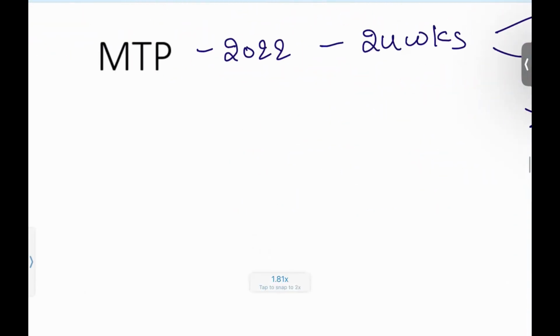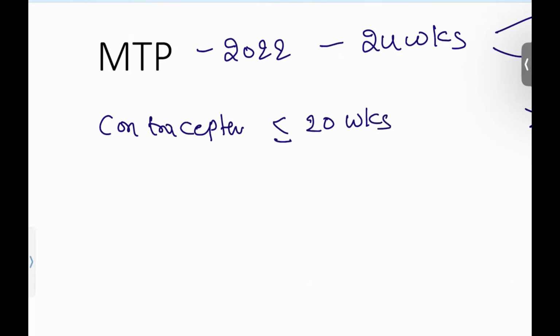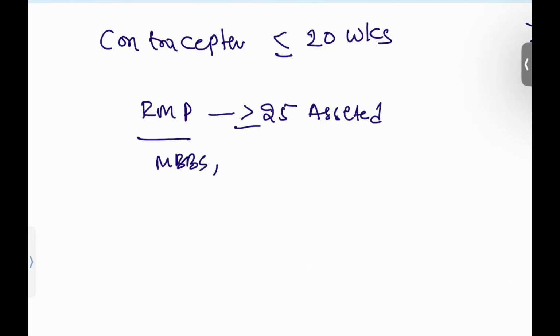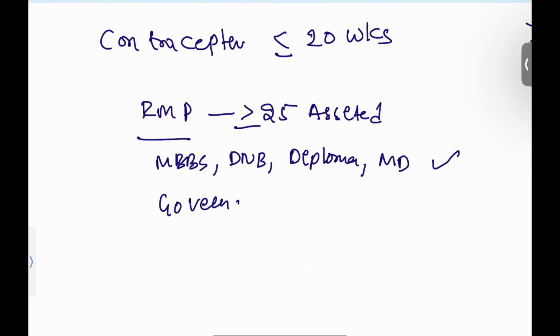And next, for the patients who are having contraceptive failure, it is still less than or equal to 20 weeks only. It's not beyond 20 weeks, right? And who can perform this? Any RMP who has the 25 above, okay? The 25 above assisted, and he will be holding an MBBS or DNB or diploma or MD. They can continue, and they have to get the permission from the government of India.